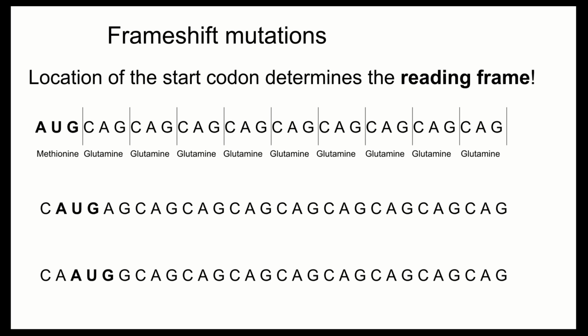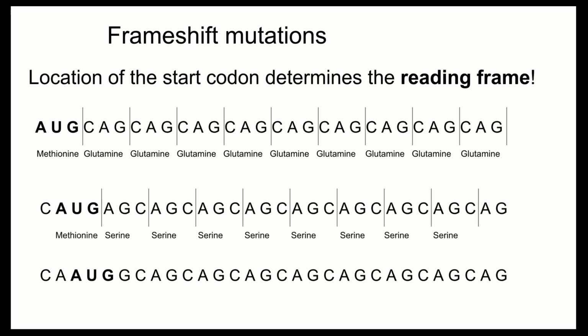AUG codes for methionine, CAG codes for glutamine, and then we'll have glutamine repeating over and over. But take a look at the second line. In the second line, I put the AUG just one letter in. So it's the exact same sequence, I just put the AUG one letter in, and now I've located my start codon. I divide up the remaining letters into three-base chunks, codons, and translate it. Now I get methionine and then serine repeating over and over. These would be completely different proteins. Instead of glutamine repeating over and over, I've got serine repeating over and over, a completely different amino acid.